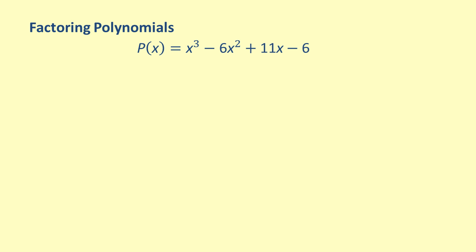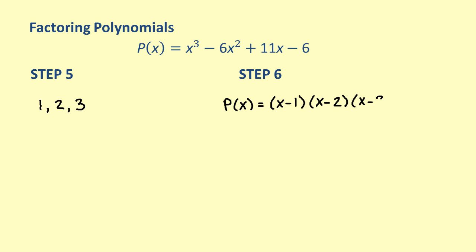Now that we've tested the values, we know that there are 3 zeros of the polynomial p of x equals x cubed minus 6x squared plus 11x minus 6. So we can move on to step 5 and confirm the zeros. So we have 1, 2, and 3 as zeros of p of x. Since we know the zeros of the function, we can now proceed to step 6 and rewrite the polynomial as a product of irreducible factors. So, for our final step, we have p of x equals the quantity x minus 1 times the quantity x minus 2 times the quantity x minus 3.